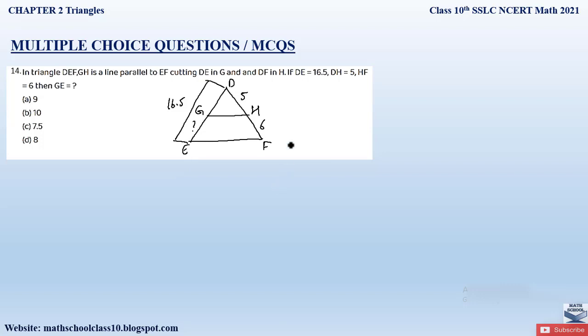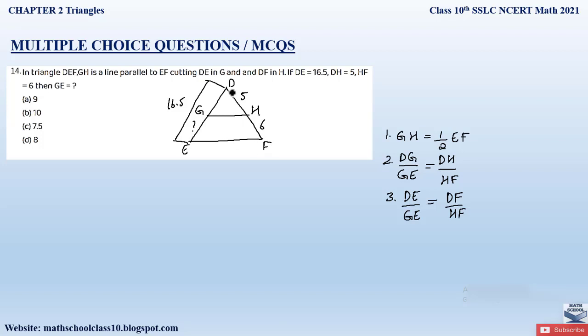So whenever they give in a triangle a line having 2 points cutting the two sides of the triangle DE and DF, and it is parallel to the third side EF, then you should always remember the three criteria. Then this line GH will be equal to half of EF. Second is the ratio, that is DG by GE will be equal to DH by HF, and the third equation is DE by GE equal to DF by HF. So these are the three important equations which you have to remember whenever this condition is given in case of triangles.